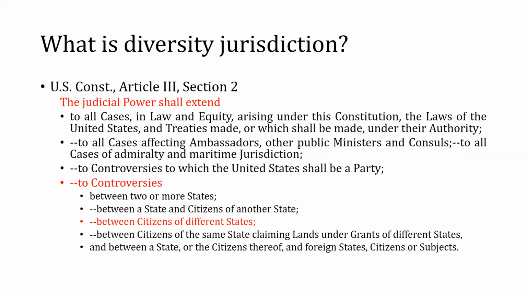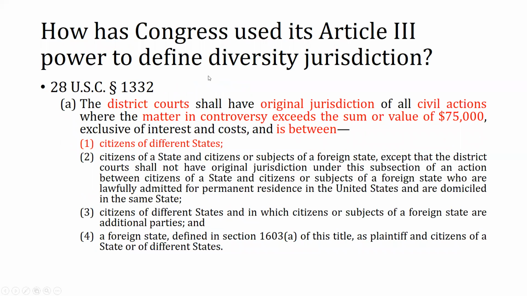Okay, so that's what we're talking about. We're talking about cases going into federal court where the litigants, the parties involved, are from different states, and the cases between those parties from different states. So that's what the Constitution says that Congress can do with respect to diversity jurisdiction. But what has Congress actually done?